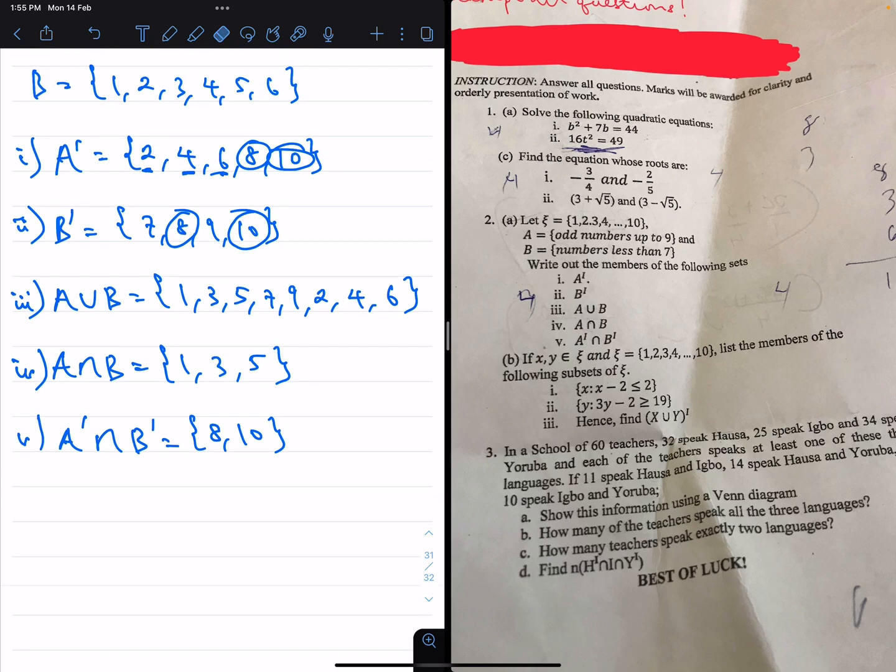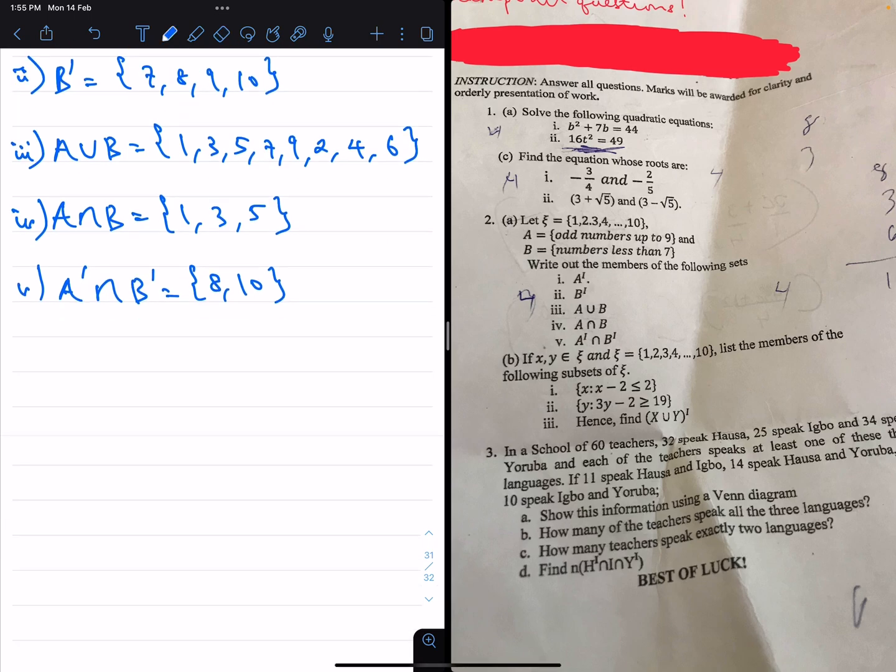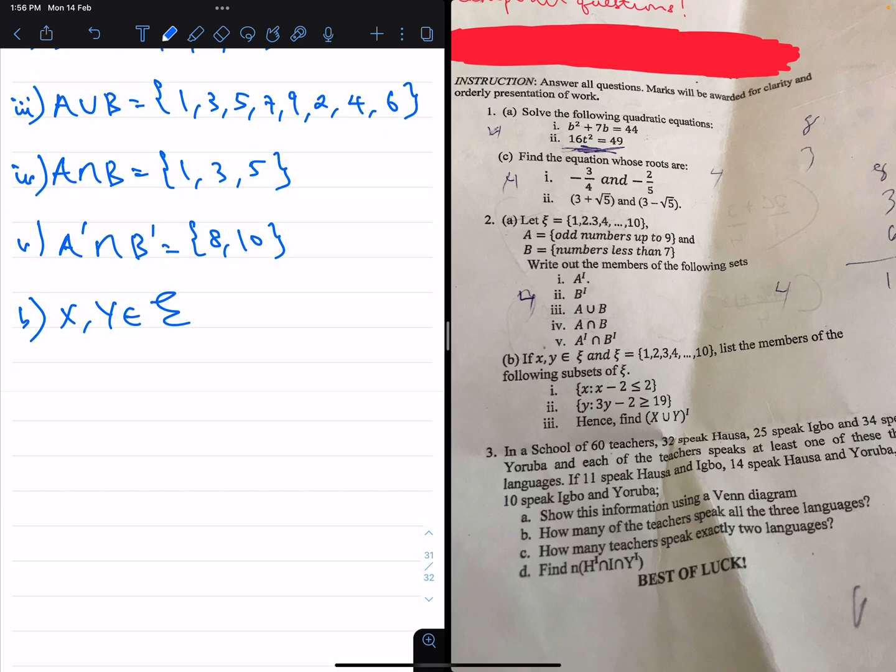Now straight we go to 2b. We go to question 2b, and that says if the sets X and Y are subsets of the universal set E, where the universal set E remains a set with elements 1, 2, 3, 4, 5, 6, 7, 8, 9, 10.